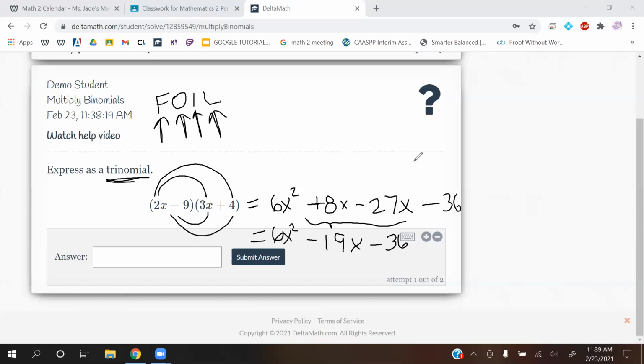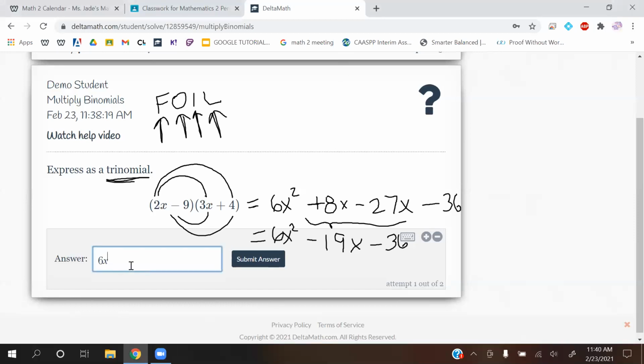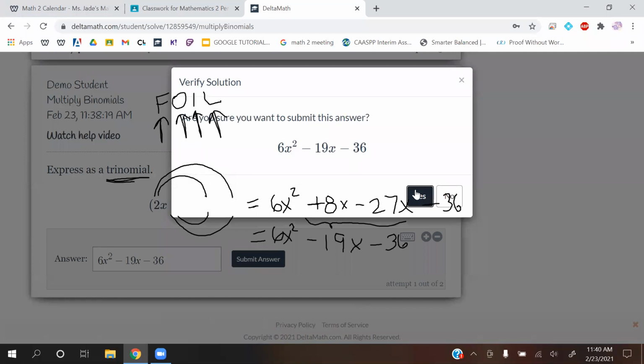All right, so any questions up till here while I type this in, please let me know. Minus 19x minus 36. Okay, so please let me know if you have any questions, but so far I don't see any. I'm going to submit answer. No questions, it seems. Okay, I'm going to submit.